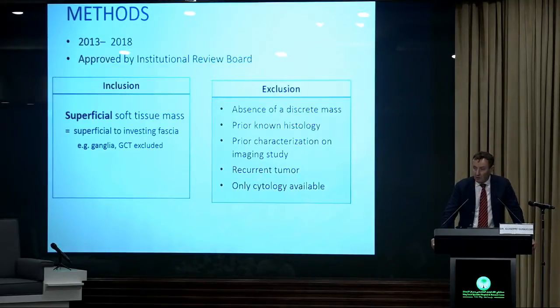If the patient was known to have a diagnosis based on previous imaging, like MRI or CT, if that was able to characterize the mass, we didn't include those tumours. Also, recurrent tumours were not included, and if the patient just had cytology alone, fine needle aspiration, we didn't use that to make a diagnosis. The patient had to have some histological diagnosis.